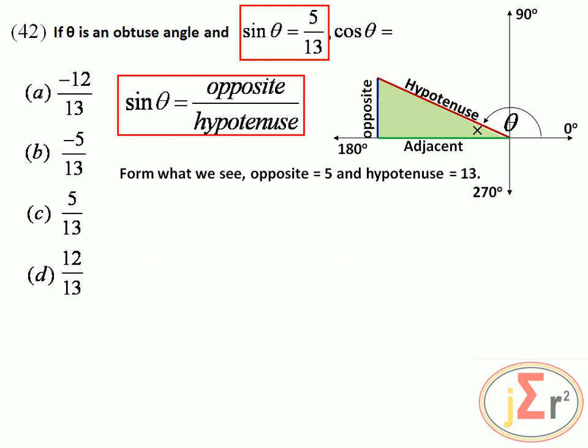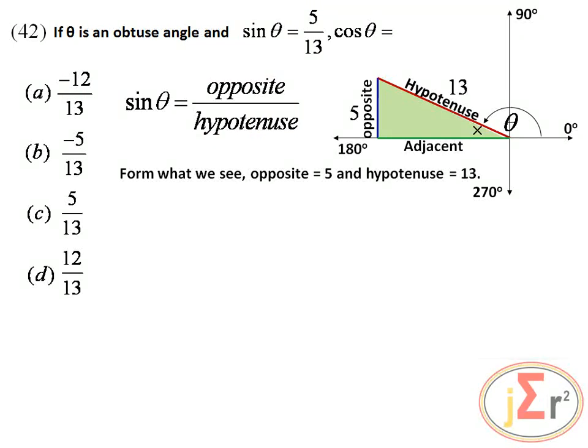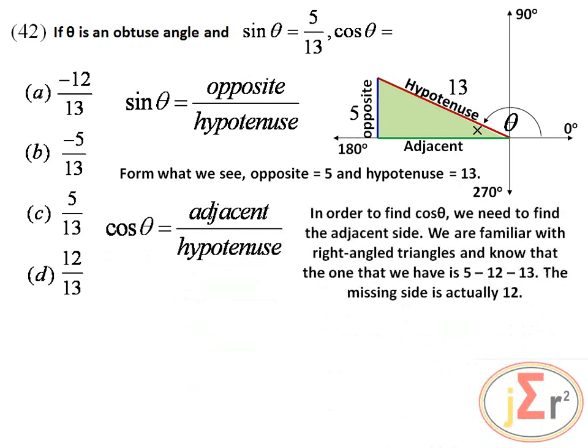From what we see, the opposite is equal to 5 and the hypotenuse is equal to 13. Do we put those in? Yes, we do. The opposite is 5 and the hypotenuse is 13. So cos theta is equal to adjacent over hypotenuse. In order to find cos theta, we need to find the adjacent side, because cosine is equal to adjacent over hypotenuse, and we do not have the adjacent.